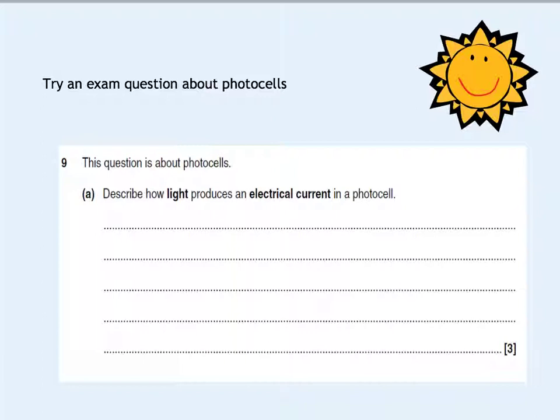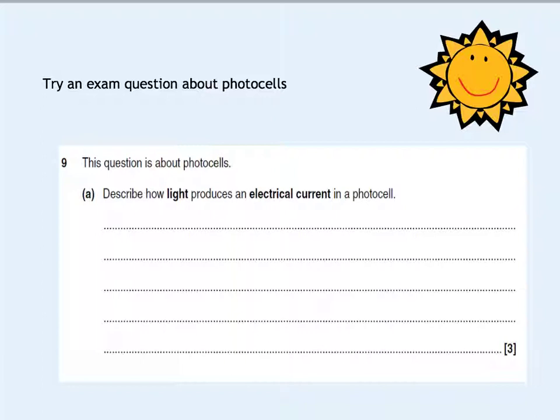Right, the 3 marking points that we're looking for in this exam question are firstly that the radiation needs to be absorbed by the silicon atoms in the solar panel. There's the first mark. The second mark is that an electron is released when the radiation is absorbed. And thirdly, the electron travels down the circuit. So that's your 3 marks. 1, silicon absorbs radiation. 2, an electron is released. And 3rd, the electron travels down the circuit.